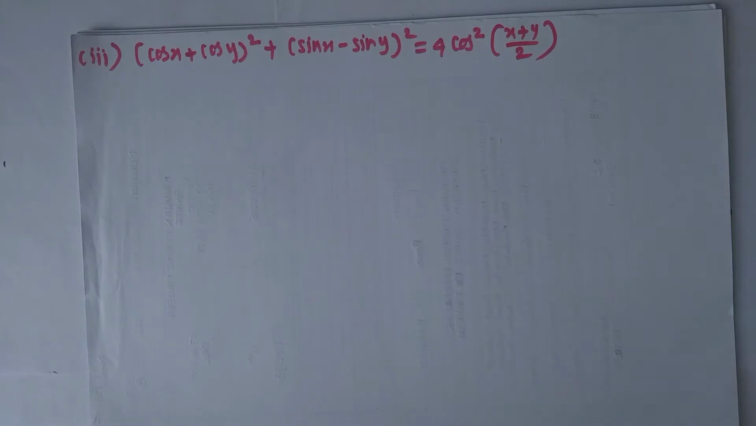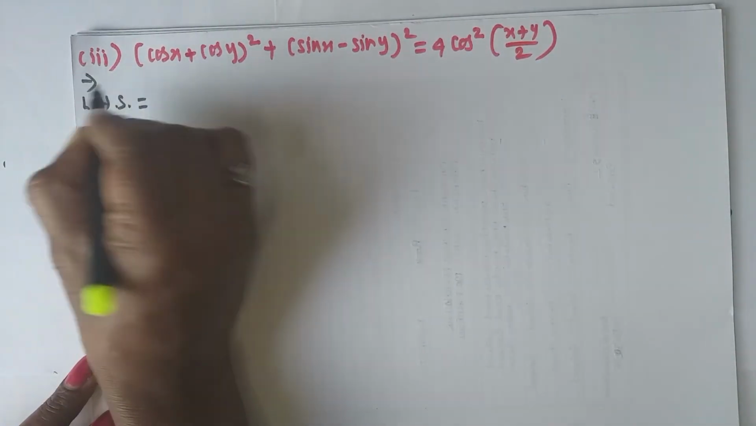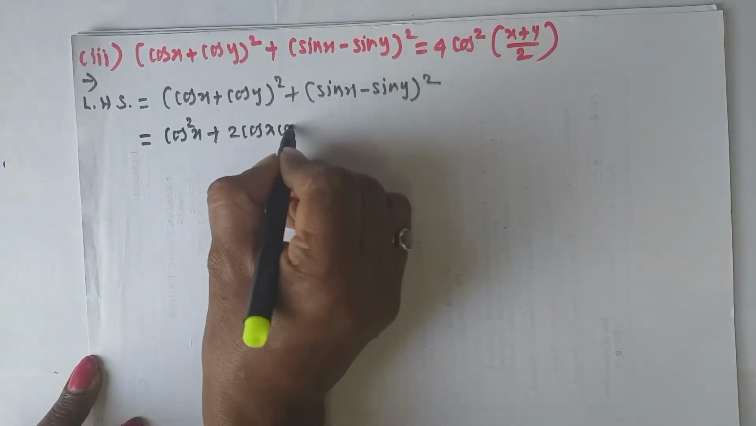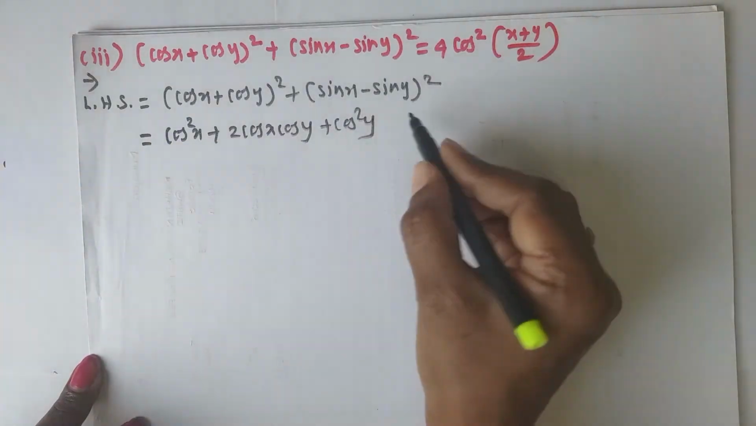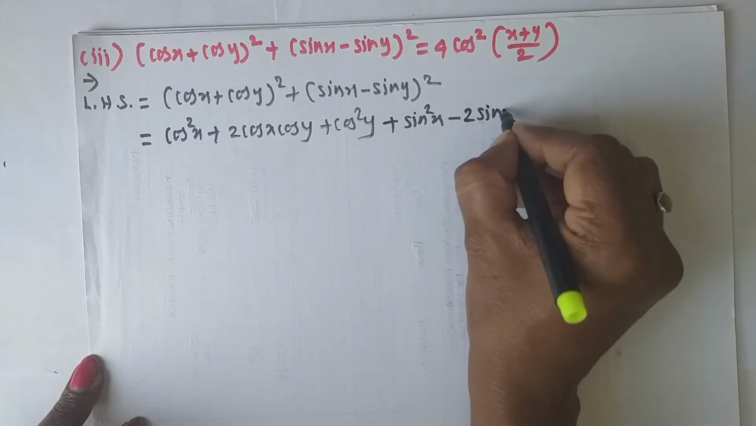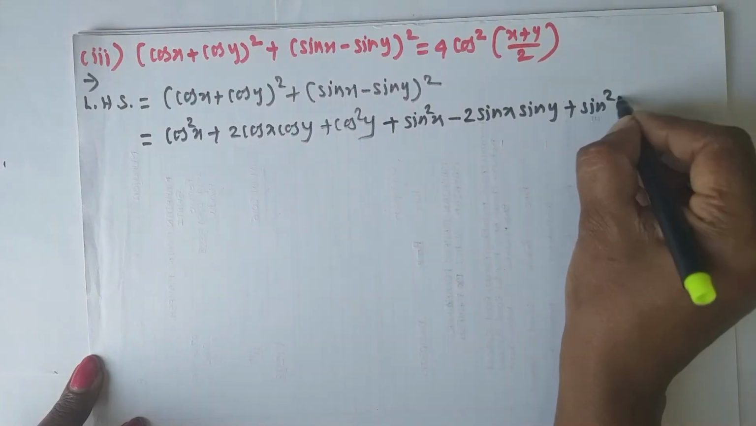Third problem is in the bracket cos x plus cos y bracket square plus sin x minus sin y bracket square is equal to 4 times cos square in the bracket x plus y divided by 2. Again, what is the heading here? Prove the following, and this is the third question. Again, we have to take the left hand side and show that it is equal to right hand side. Now take the left hand side, write it down as it is. Now take the square. This will be cos square x plus 2 times cos x cos y plus cos square y. And take the expansion of the second bracket. That will be sin square x minus 2 times sin x sin y plus sin square y.